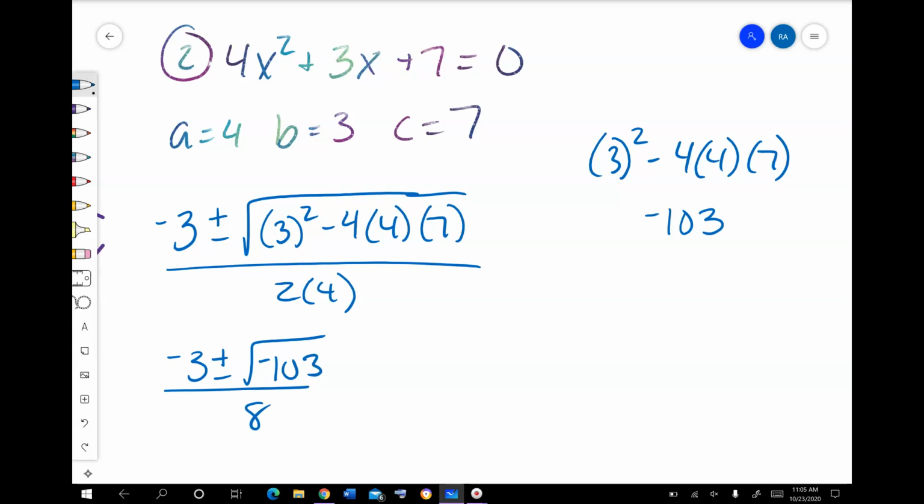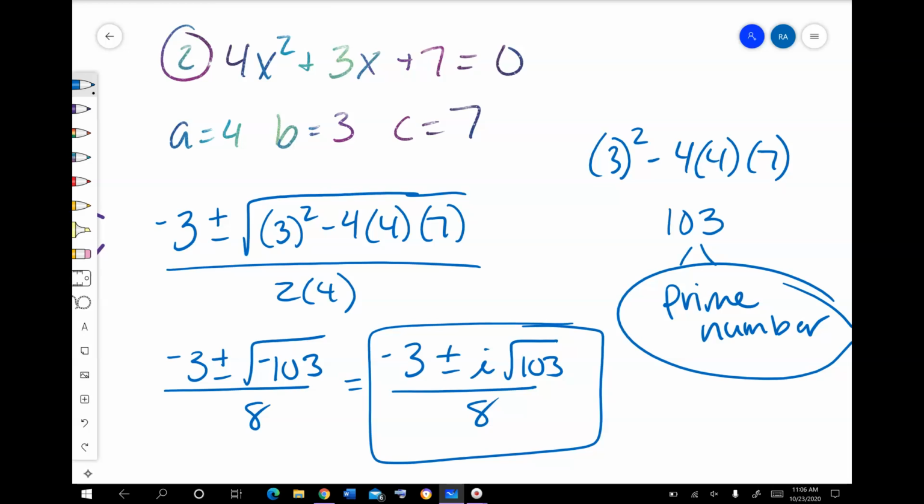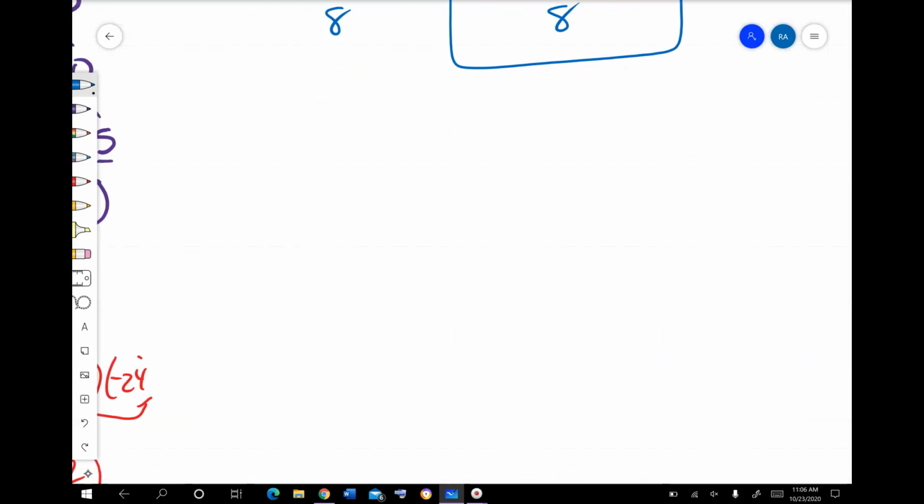2 times 4 is 8. I need to pull that negative out. When I pull that negative out, that's where the i comes. All right. Now I need to break down 103. Okay. So 103, I think 103 is prime. Yes, 103 is prime. So I can't break it down. If you can't break it down anymore, it actually works out in your favor because that is the answer. Okay? All right. This is a prime number. That is why we can't break it down. Okay? All right.